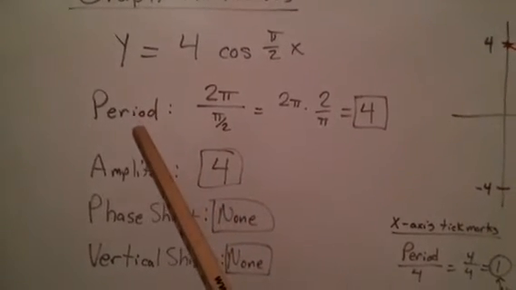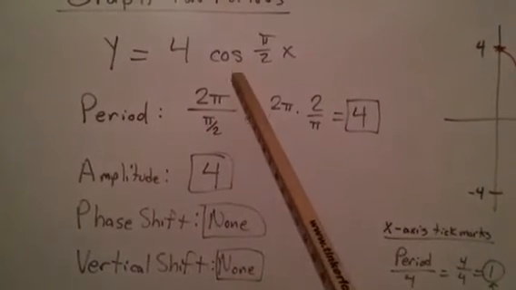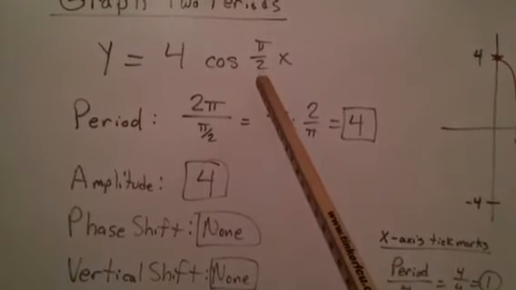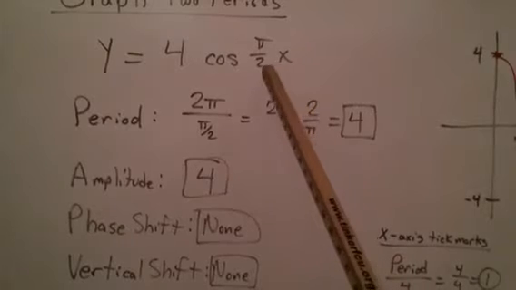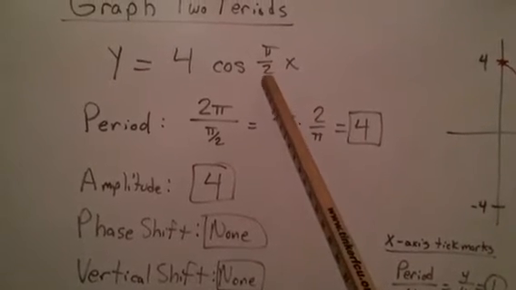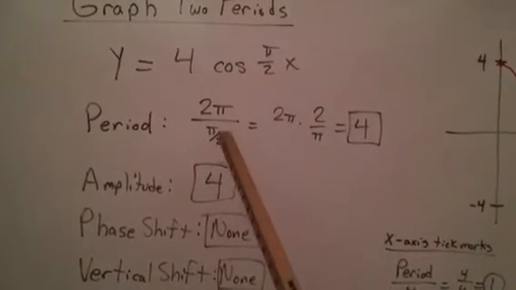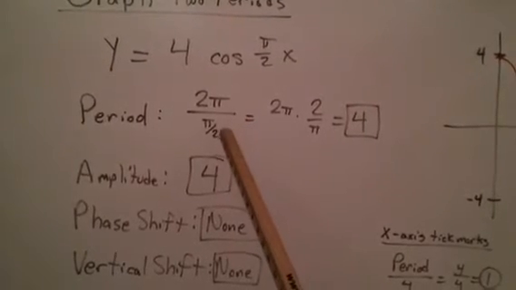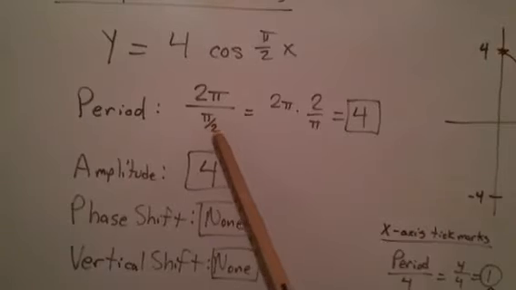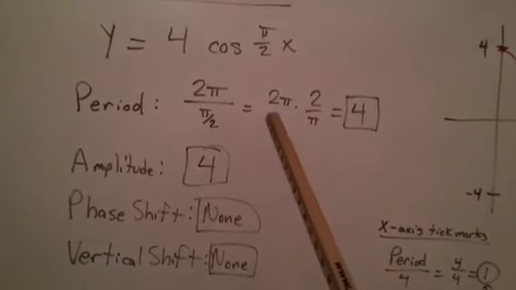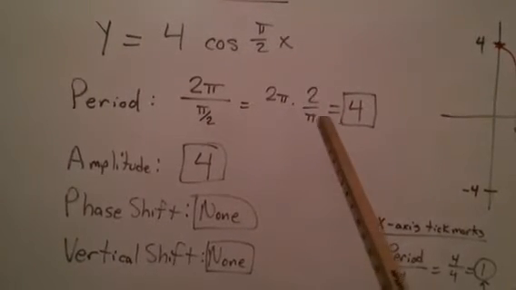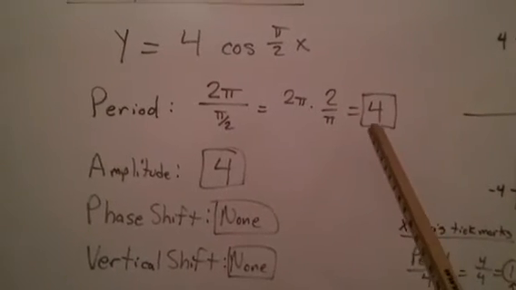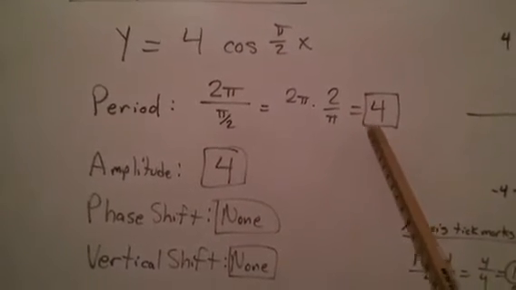The period of the graph for cosine and sine is always 2 pi divided by whatever the number is in front of my variable inside the trig function. Since this is pi over 2, we're going to divide by pi over 2. So 2 pi divided by pi over 2, flip the bottom fraction and multiply. 2 pi times 2 over pi, the pi's cancel, giving you 2 times 2 is 4. So we have a period of 4.